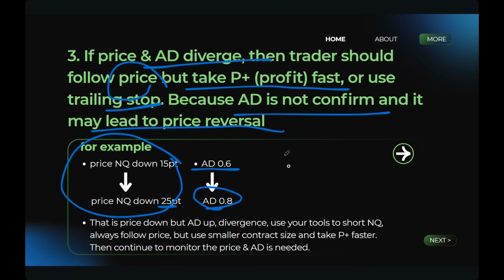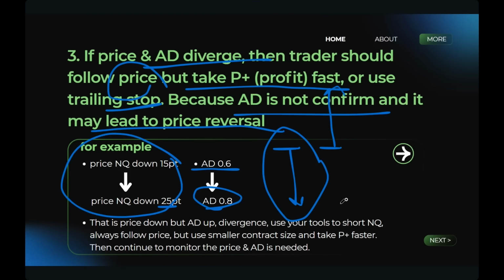Let me repeat this. When NQ is from here, the price is down, but AD here is going up, this is a divergence. There are many ways to trade divergence, but my way is I only take serious the price because this is what we are trading. We'll look for short, but we'll take profit fast.